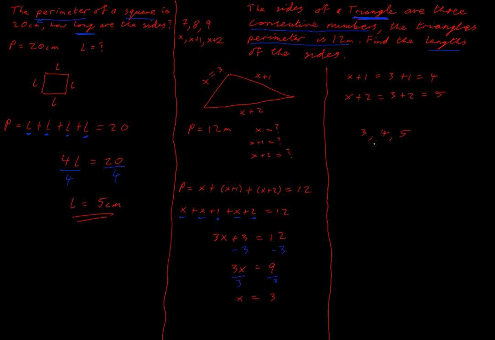And you can see that they are consecutive numbers. 3 and then 4 and then 5 are 3 consecutive numbers. And if we add them all together, 3 plus 4 is 7, plus 5 is 12. So they're 3 consecutive numbers, and if we add those lengths together, we get 12. So our answer checks out. It makes sense. Our 3 plus 4 plus 5 adds up to 12. And we remember that from the beginning, we were told that we were talking about meters, so our answer is in meters. So these are all meters.